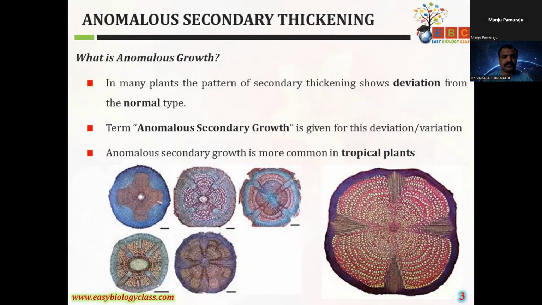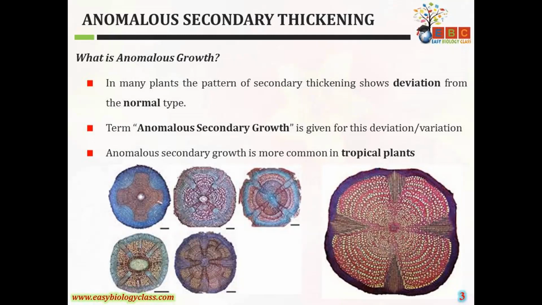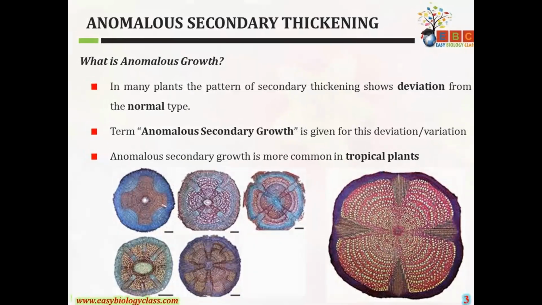In many plants, the pattern of secondary growth shows deviation from the normal type. Generally secondary growth starts from the cambium present in the vascular bundles. But sometimes it may occur from a cambium in a region other than the vascular bundles, or from something other than the cambium. Then it is called anomalous or abnormal growth. The term anomalous secondary growth is given for the deviation or variation from the normal secondary growth. Generally it is seen in tropical plants.